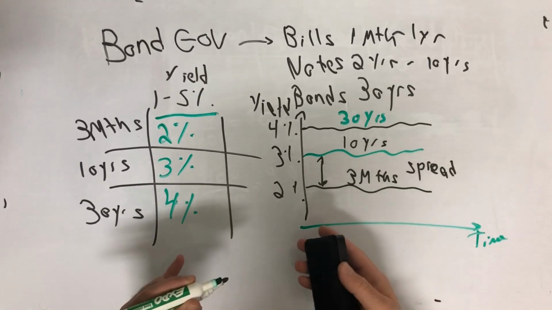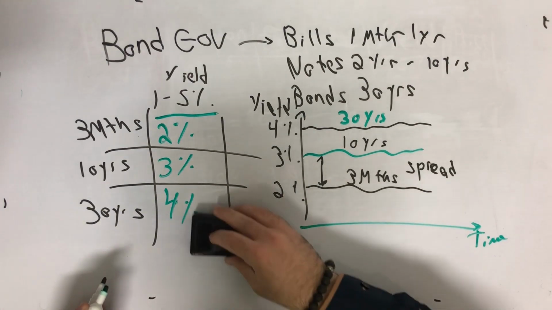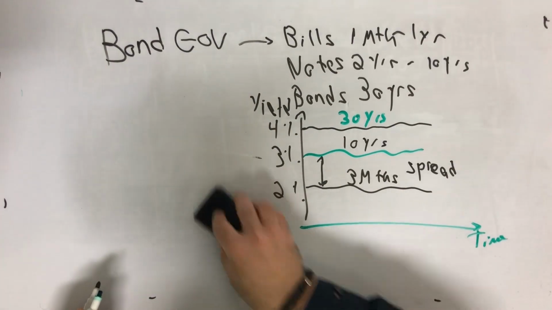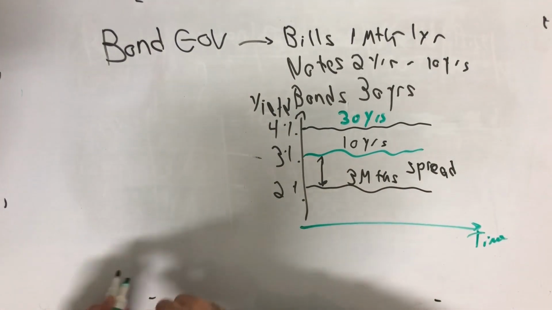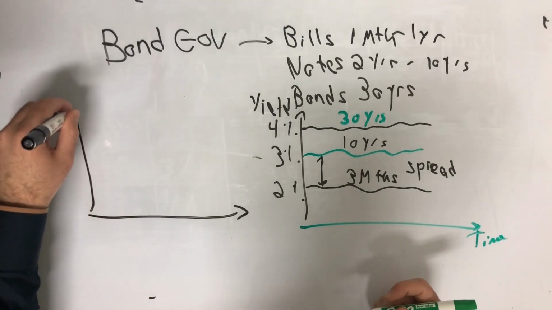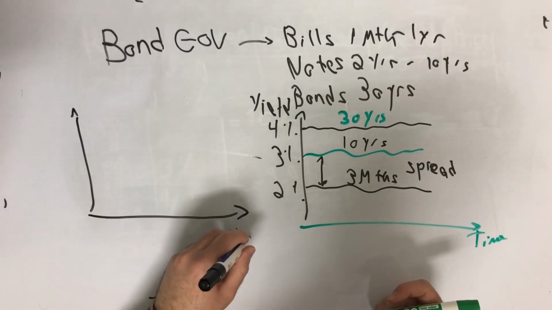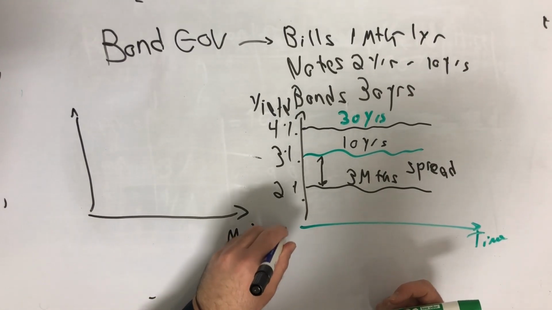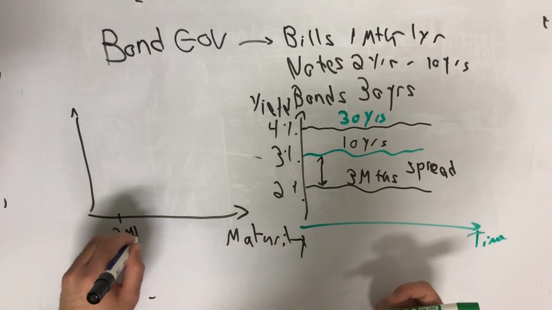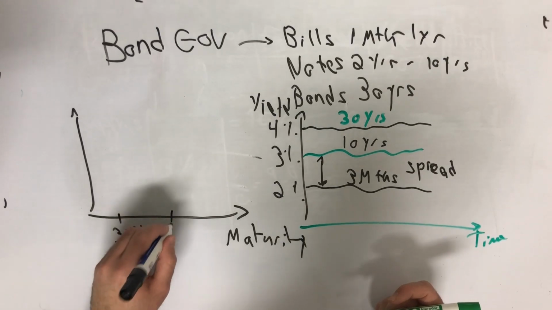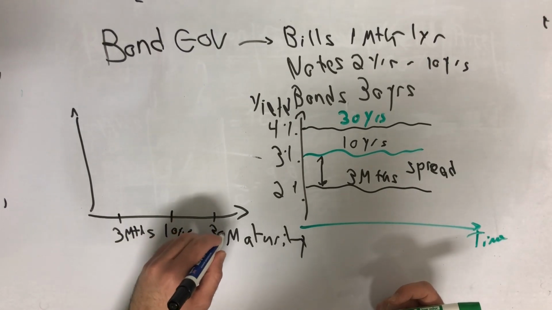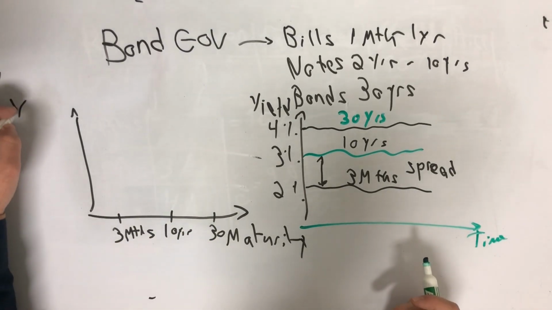So if we want to talk about curves and yield curves, let's take this table out and translate this chart into this chart that I'm going to draw right here. The chart would look like this. The x-axis would be the maturity of the bond. Here it would be the 3 months, 10 years, and 30 years. And here it will be the yield.